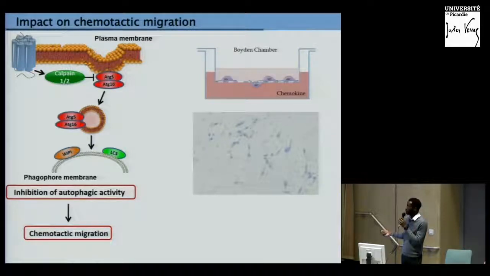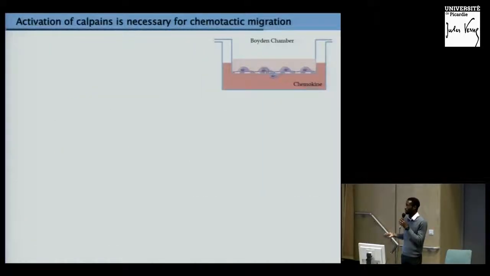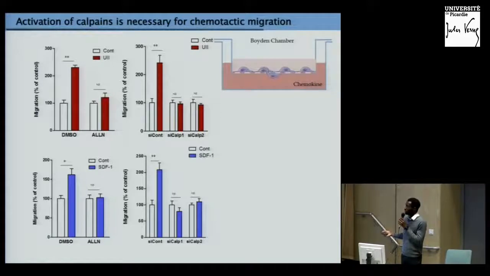And by counting the number of cells that have crossed them, we can assess their ability to migrate and to respond to a gradient. Now, as expected from two chemokines, U2 and SDF1 stimulated the migration of our cells. But as you can see, this seems to be dependent on calpain activation, since the calpain inhibitor in both cases inhibited the pro-migratory effects. And this was also the case when we used siRNA silencing of the calpains.